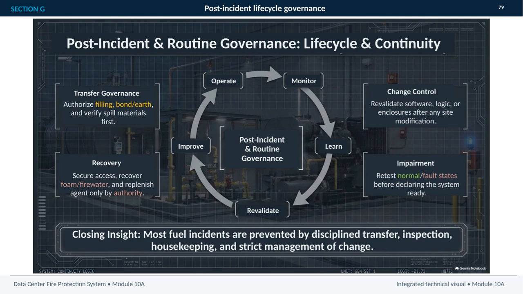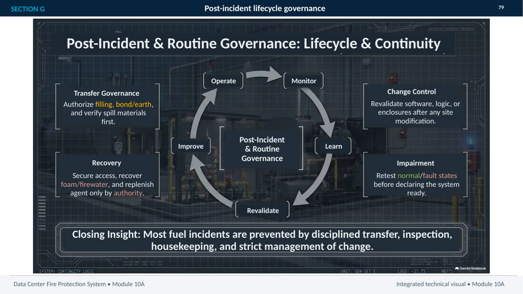Change control is equally important. Any site modification that affects software, logic, or enclosures requires the system to be revalidated. If the system is impaired, normal and fault states must be retested before it is declared ready again. Post-incident review should turn observations into practical improvements, while routine monitoring helps identify issues before they become failures.